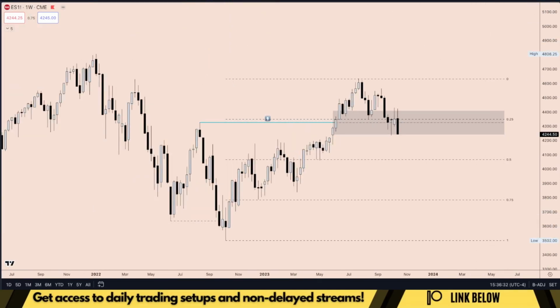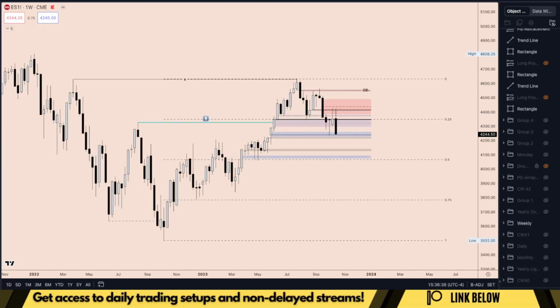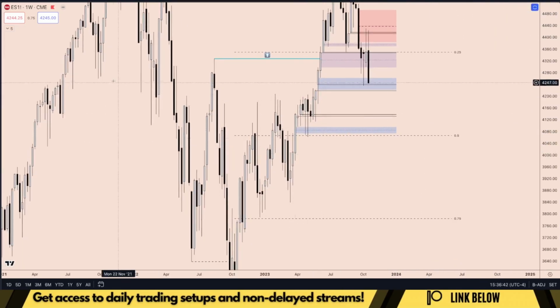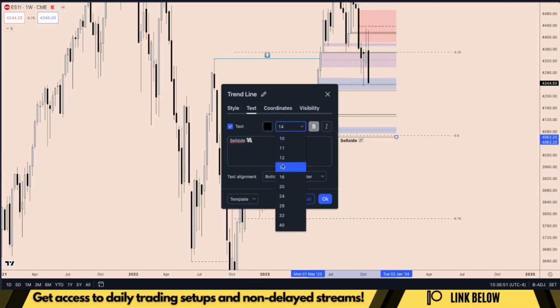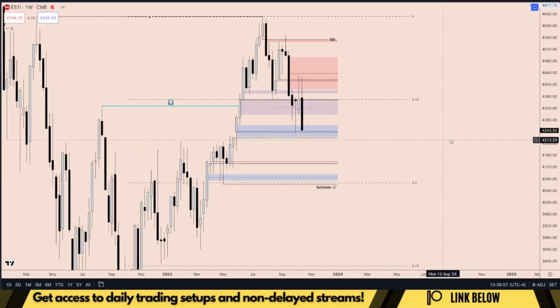And if I now turn on my weekly analysis after turning off the monthly, weekly right here, we have these equal lows right here. So this could be potential target sell side liquidity. Let's put that to the right. Potential target sell side liquidity.